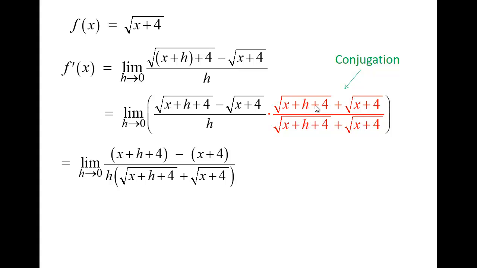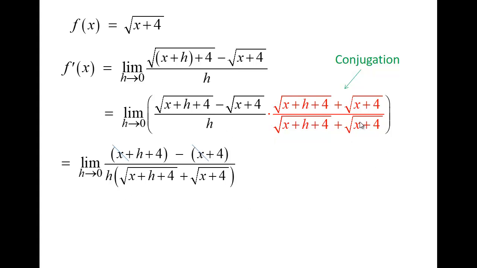So when you multiply these two numerators, this times this will give you x plus h plus 4. This times this is going to give you minus x plus 4. And when you multiply these two, and when you multiply these two, they cancel out. So this times this cancels this times this. So this is all you get. In the denominator, we're not going to try to do anything. We'll just keep them as h times that.